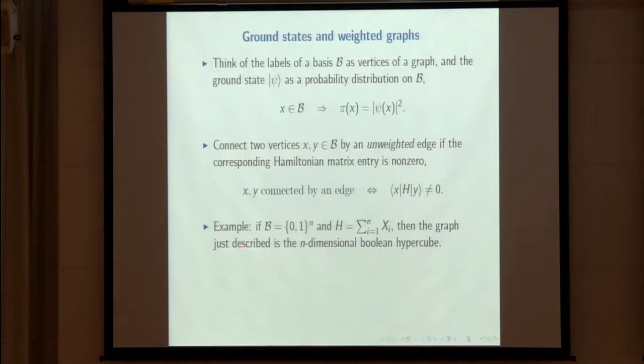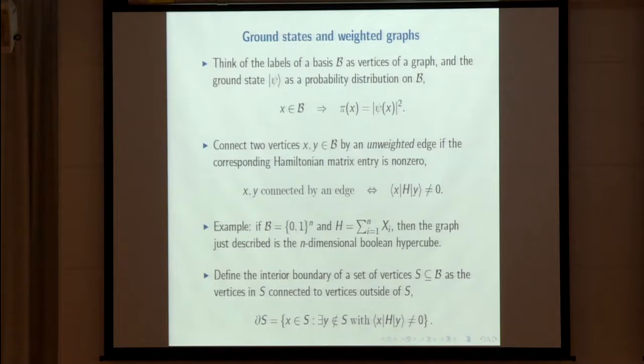Okay, so an example we probably all know is that if your basis is the computational basis and your Hamiltonian is the uniform transverse field, then the graph we just described is the n-dimensional Boolean hypercube. Okay, and I said this in words on the previous slide, but we're going to consider the interior boundary of a set of vertices. So this is the set of vertices inside of S, such that there's some vertex outside of S that they connect to through a Hamiltonian matrix element.